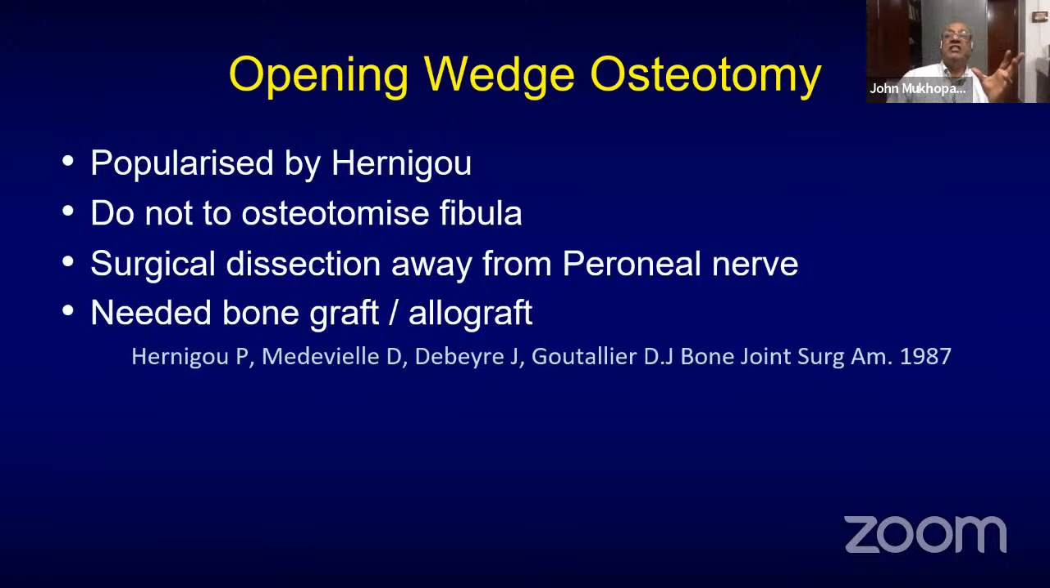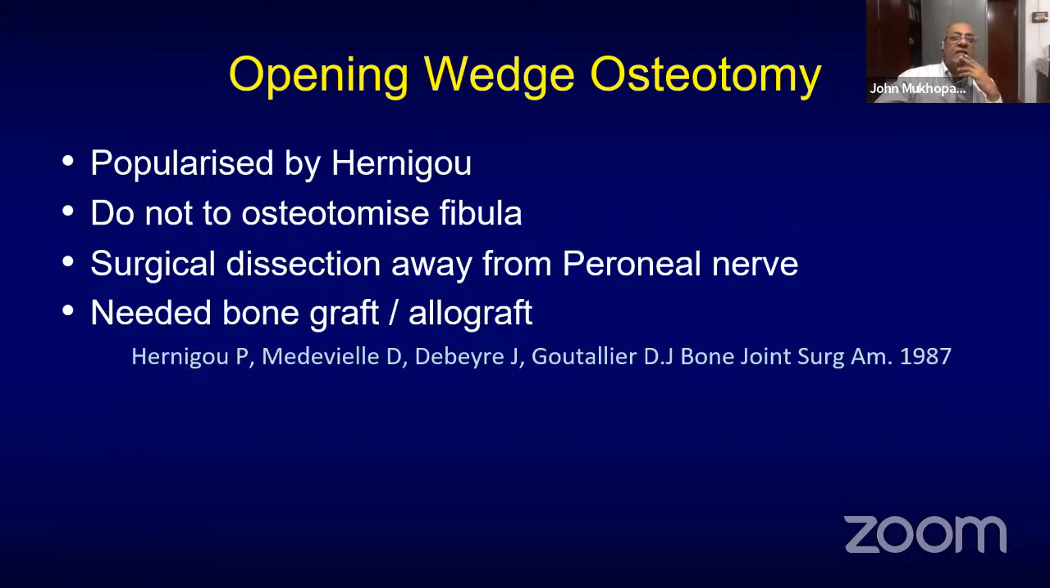The surgical dissection was away from the peroneal nerve, so you had less peroneal nerve problems, but you needed bone graft or allograft. Okay, so you could not open the wedge, and with the methods of fixation that you had and the techniques of the opening wedge osteotomy, you needed to put in bone graft to get both stability and secure healing of the osteotomy.